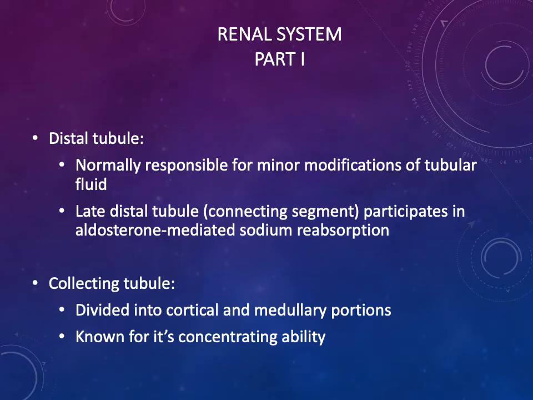The collecting tubule is known for its concentrating ability. If you have an increased amount of ADH, antidiuretic hormone, the tubule becomes increasingly permeable, which decreases your urinary output. A decrease of ADH increases urinary output.